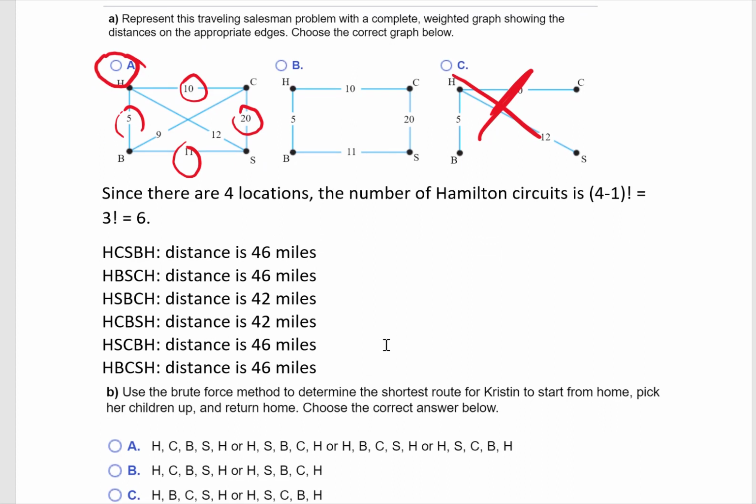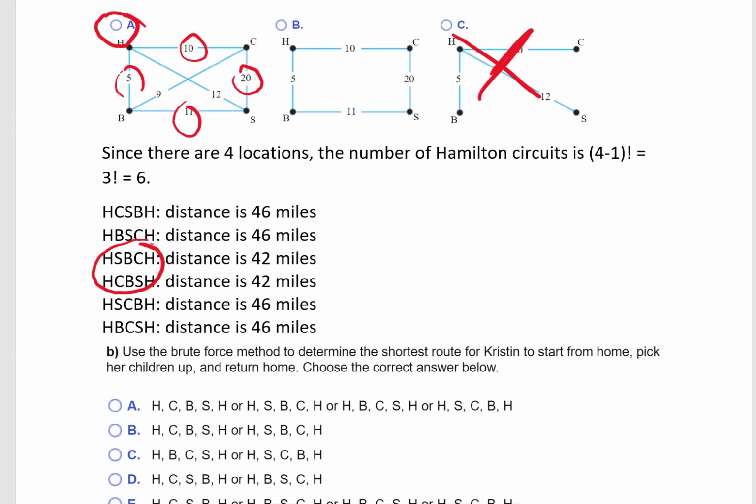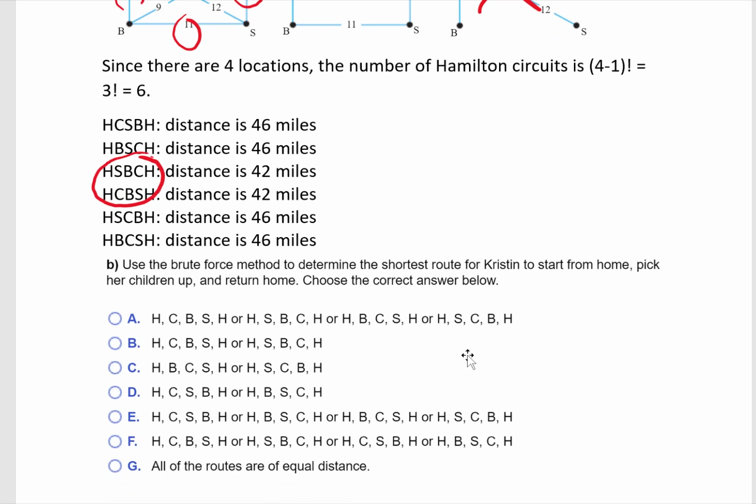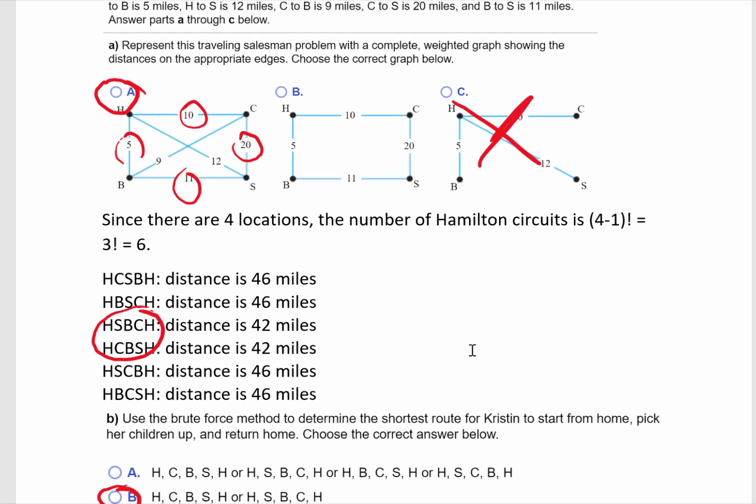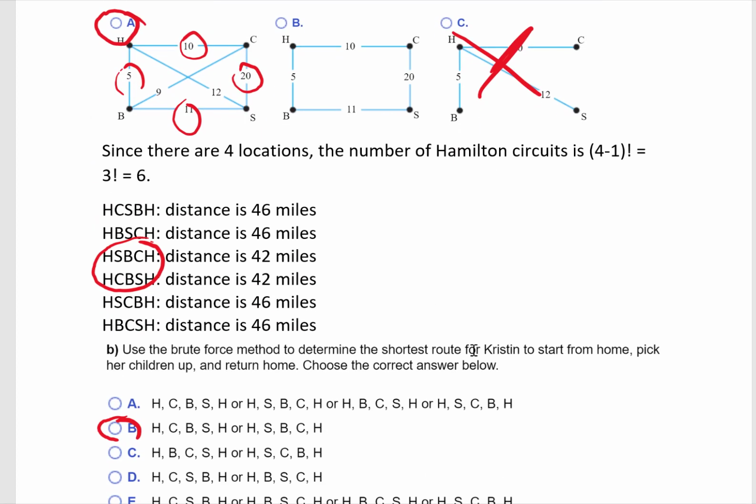And so then it says which ones are the shortest. Because I've done all the Hamilton circuits, I already know my 2 shortest distances are 42 miles. And in terms of the answers, that happens to be answer B. And then the last part of the question asked, what is the minimum distance that Kristen can travel? And the minimum distance is 42 miles. And I should also mention that the 2 that are the shortest distance are actually just reverse circuits of one another. So that's why they come out with the same distances.